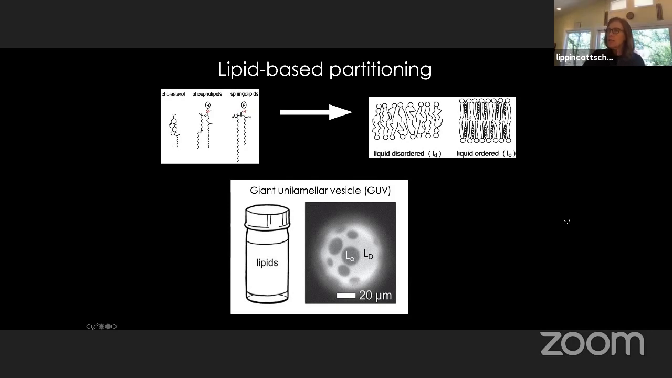And this was really shown pretty dramatically with giant unilamellar vesicles, where if you mix these three different types of lipids and generate these giant vesicles, you can clearly see phase segregation of liquid ordered versus liquid disordered domains on the surface of these structures.